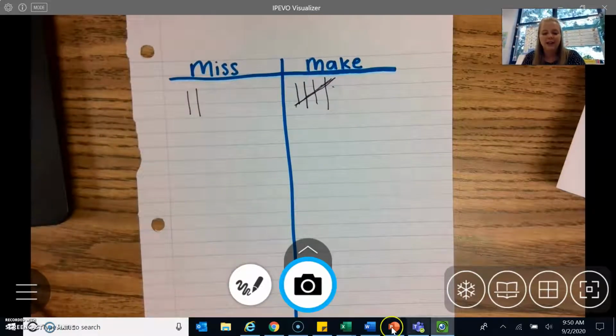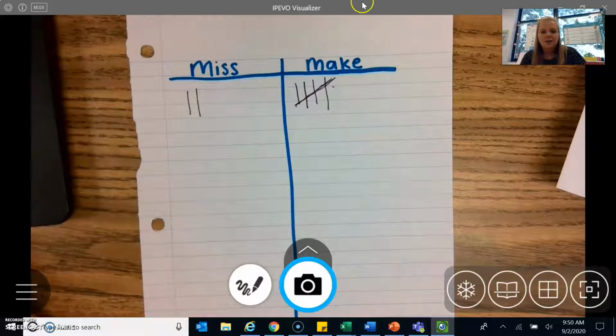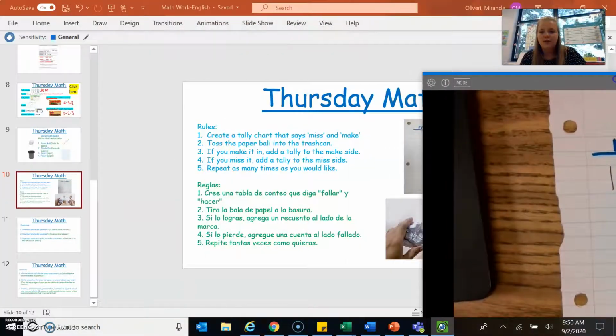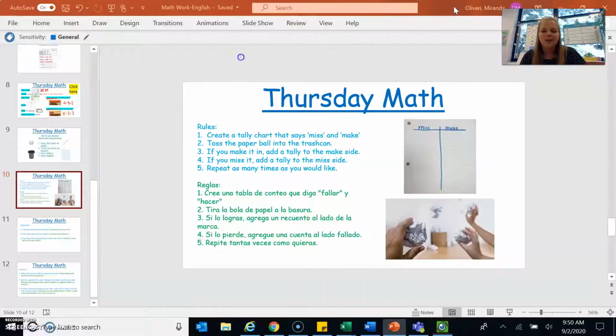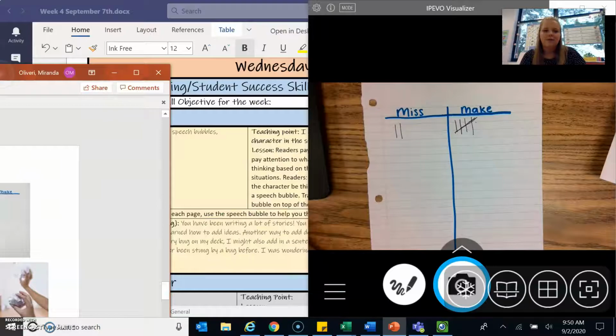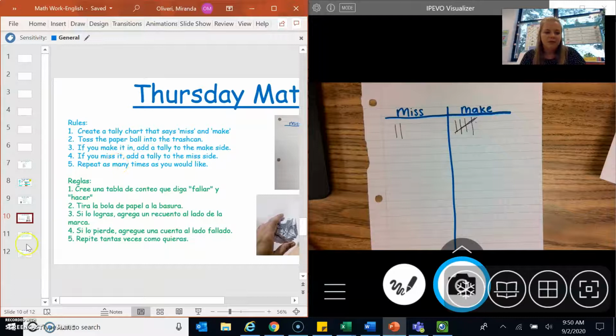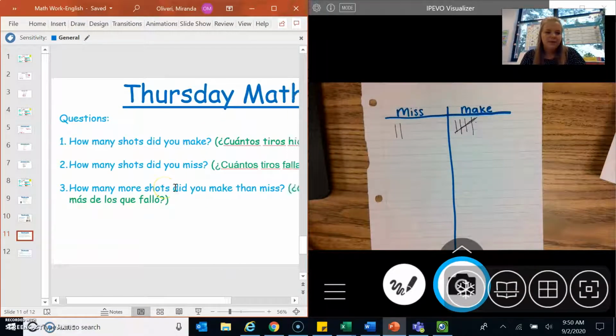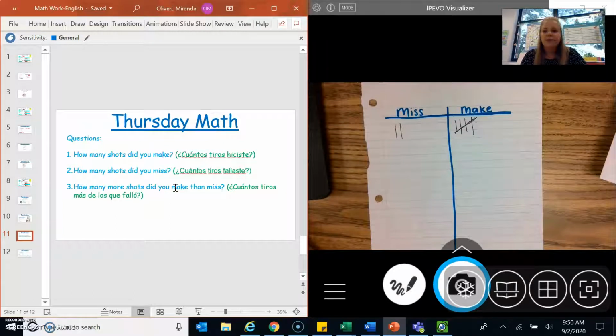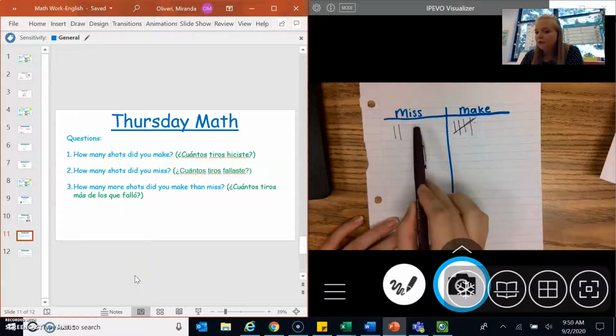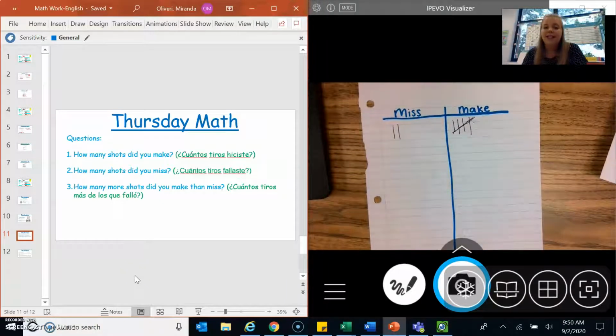Okay, so let me find my questions. I'm going to put this half up so I can still see. Alright. So here are the questions that I need to answer about my tally chart, and you're going to answer about yours, okay? So once you have all of your misses and your makes tallied out, you're going to answer these questions. The first one says, how many shots did you make?